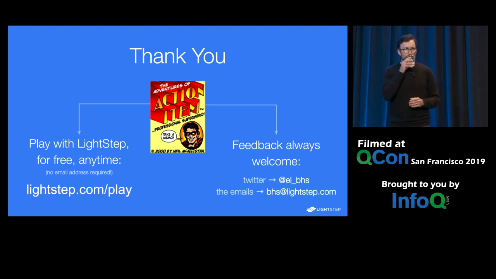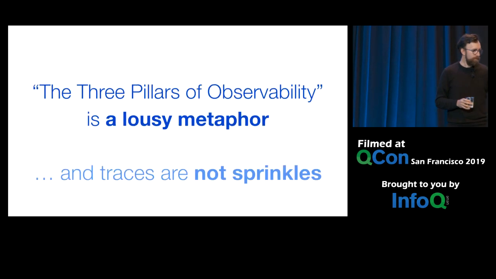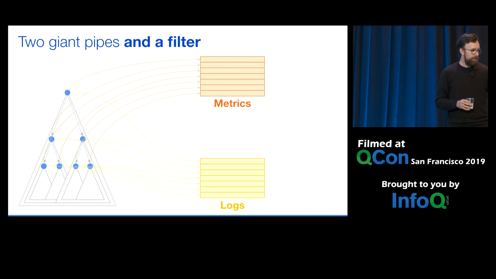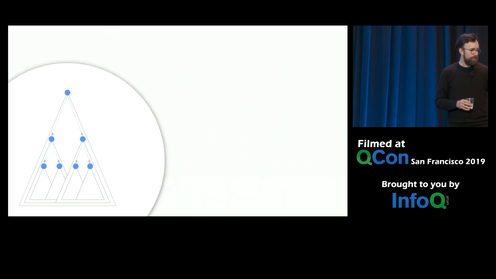So you had your 3 pillars: metrics, logs, and traces. I don't really know what you mean by trace. Can you define trace and how it compares to metrics versus logs? Yeah, sure.